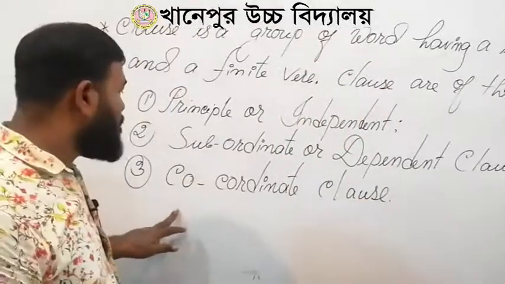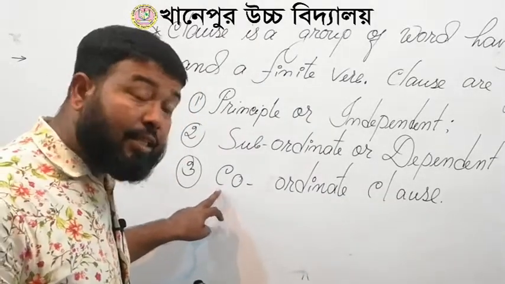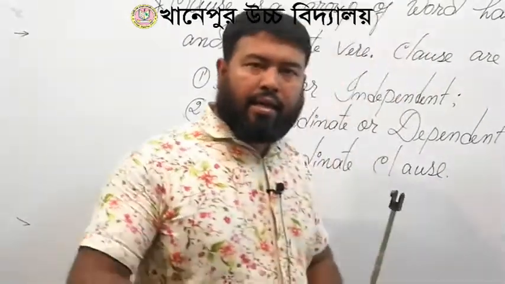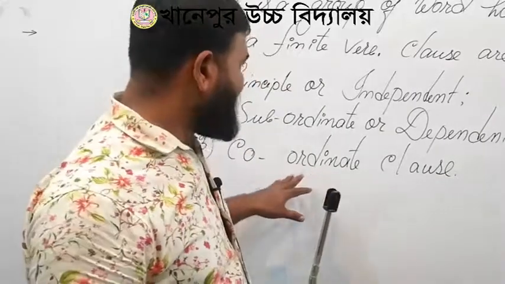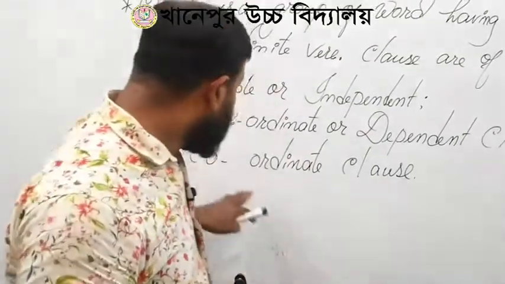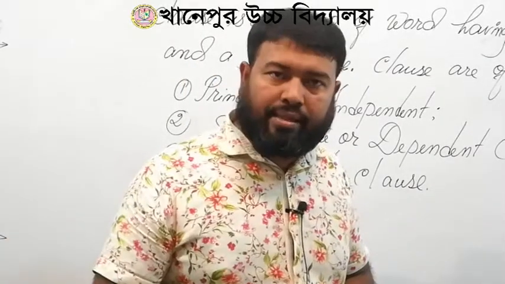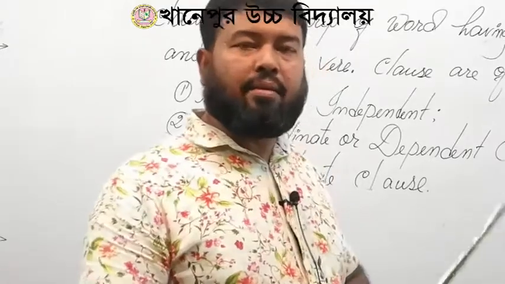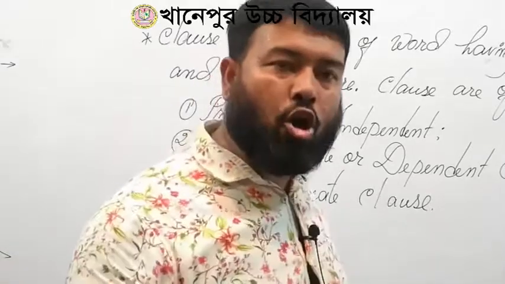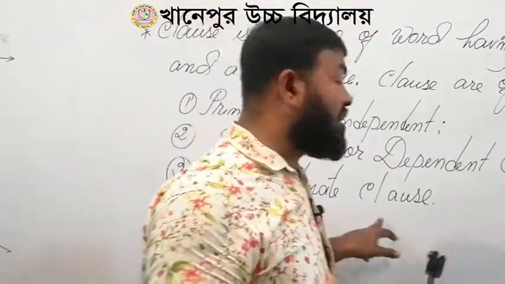And the third one is the coordinate clause. My dear student, number three, coordinate clause. A coordinate clause also has a subject and a finite verb, and the feature of a coordinate clause is that it is combined with two or more principal clauses. When combined with any kind of coordinating conjunction, it is called a coordinate clause.